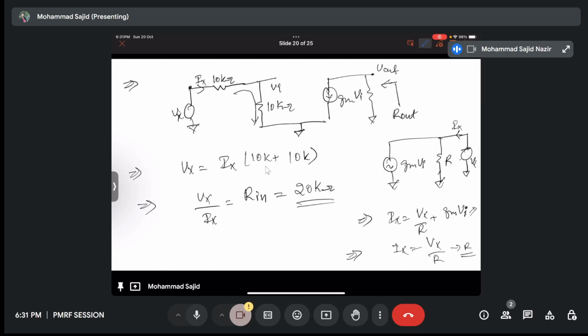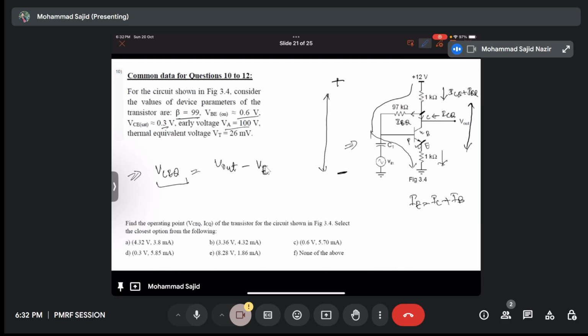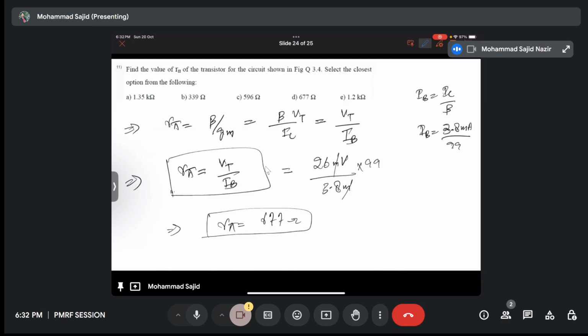Okay, so if I have to calculate the input resistance here, I will connect a test source of Vx, Ix. From the circuit, Vx is Ix times 10k plus 10k, therefore Rin is 20 kilo. Similarly, you can calculate the output resistance. You connect Ix and Vx, and Ix will be Vx by R plus gm Vi, and since the input voltage will be 0, Ix is Vx by R. Okay, so this is simple.